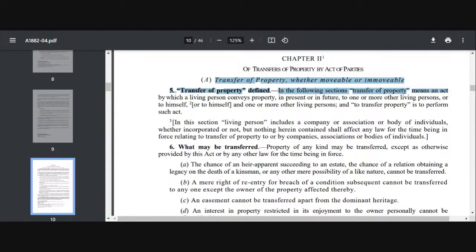So can I sell my property to me? Can you sell your property to yourself? What do you think? Can you sell your property to yourself is my question. You can answer this.